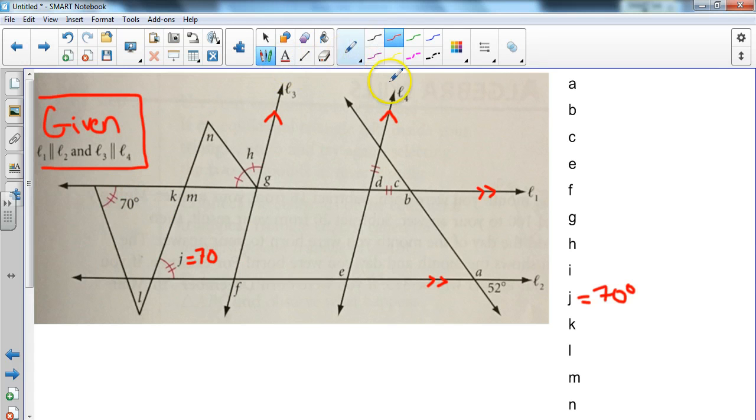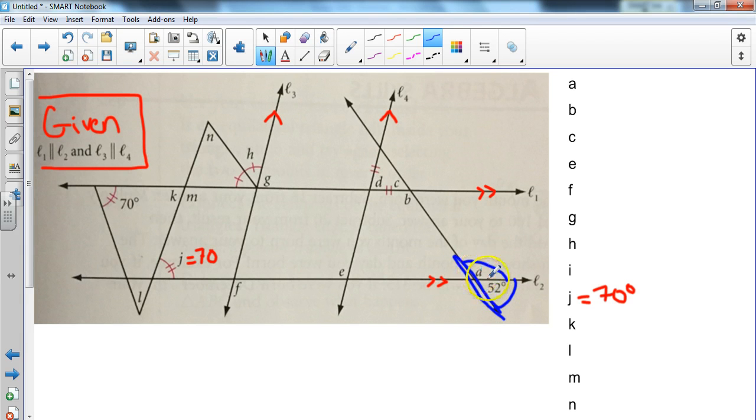Let's go ahead and start looking at A. I'll just use this blue pen here. We know that this angle next to A is 52 degrees. If I look at this, I think of A and 52 as a linear pair. So if you add up 52 and A, aren't they going to make a straight line of 180 degrees? So that's a linear pair.